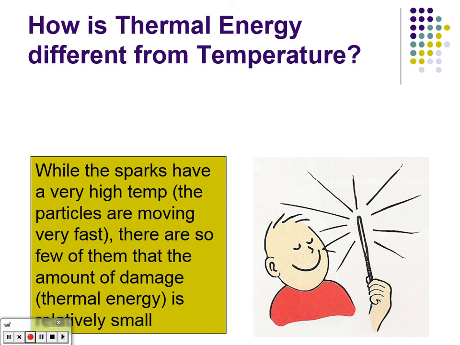The particles that make up the spark are moving very quickly, so they have a high temperature, and individually they can do a lot of damage. But there just aren't that many of them. So in the case of the sparkler, high temperature, but relatively speaking, a low thermal energy. Right? Lots of energy from the particles moving quickly. There just aren't that many particles that are moving. Good with that idea? All right.